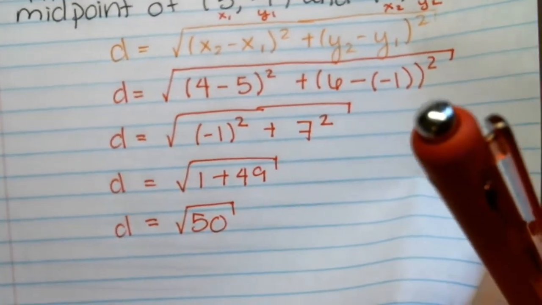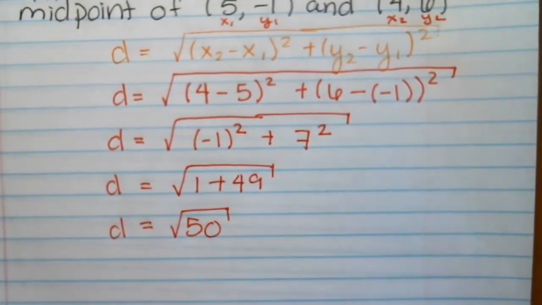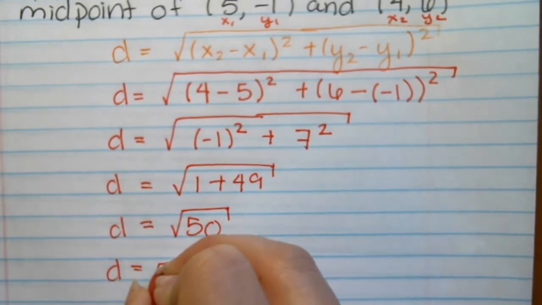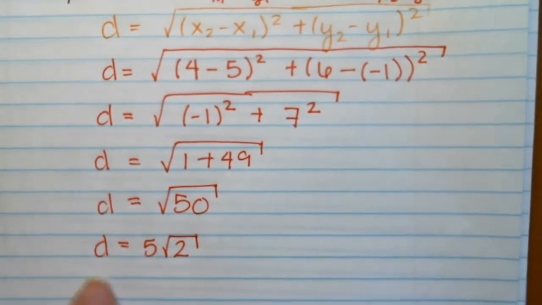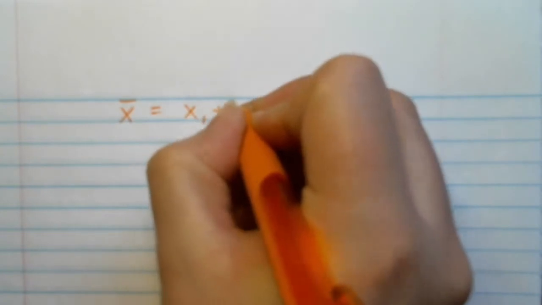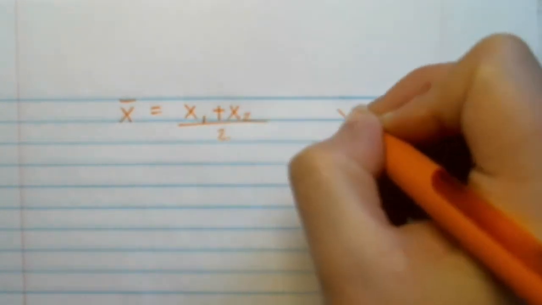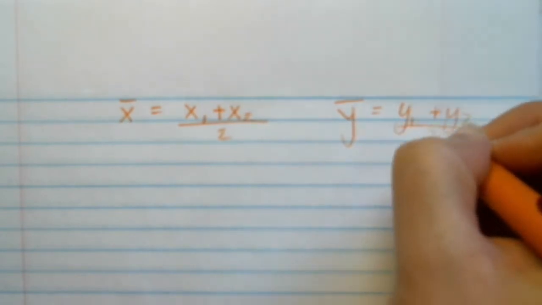Okay, and then we're going to use our skills from the section about square roots to go ahead and simplify this. So we know that this is going to be 5 root 2. Okay, so this is the distance between these 2 points. Okay, so let's look at the midpoint. So remember we had x bar equals x1 plus x2 over 2, and y bar equals y1 plus y2 over 2.